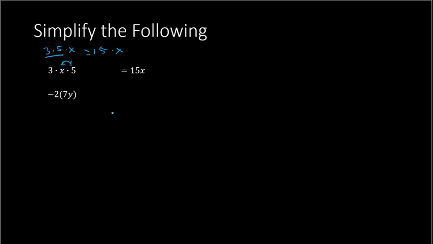Okay, next we have negative 2 times 7y. So remember, this means all multiplication. We have negative 2, parentheses means multiply, so times the 7, and then 7 in front of the y also means multiplication. So we have negative 2 times 7 times y. So negative 2 times 7, we have different signs, so you have to make it a negative number, and then 2 times 7 is 14. So we have a negative 14 times y, which can be written as negative 14y. All right, same thing.